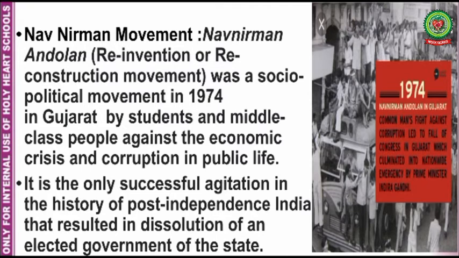The next word is Nav Nirman Movement. Nav Nirman Andolan, the reinvention or reconstruction movement, was a socio-political movement in 1974 in Gujarat by students and middle-class people against the economic crisis and corruption in public life. It is the only successful agitation in the history of post-independence India that resulted in the dissolution of an elected government of the state. It was started by the middle class and students against the poor economic condition of the peasants and other people in their state. It was so successful that the elected government had to bow before this movement and resign, and as a result, the state legislative assembly was dissolved.